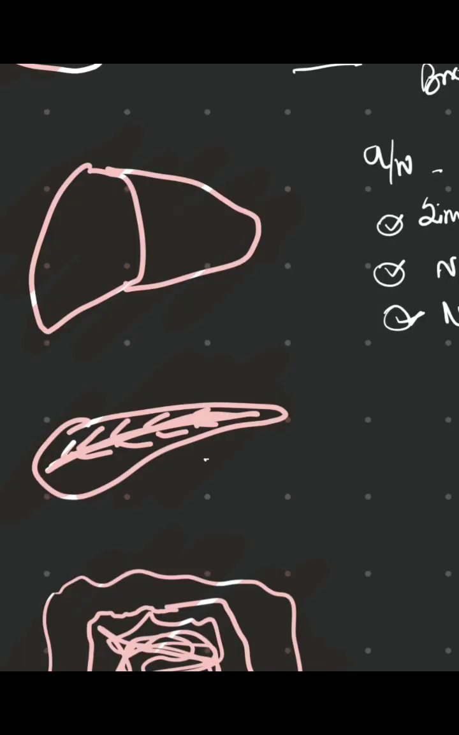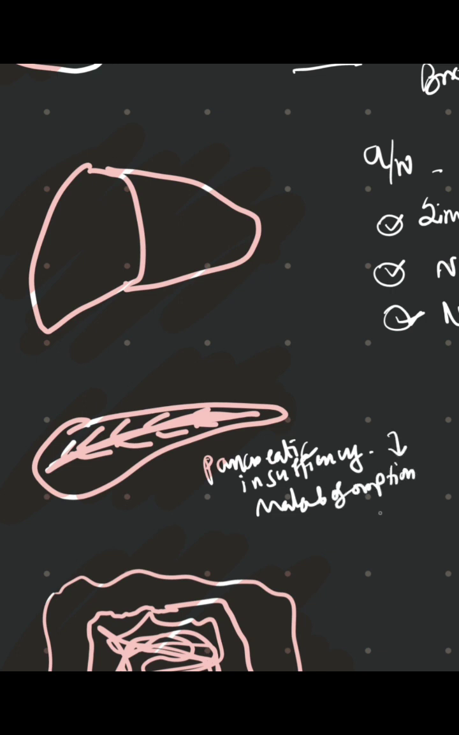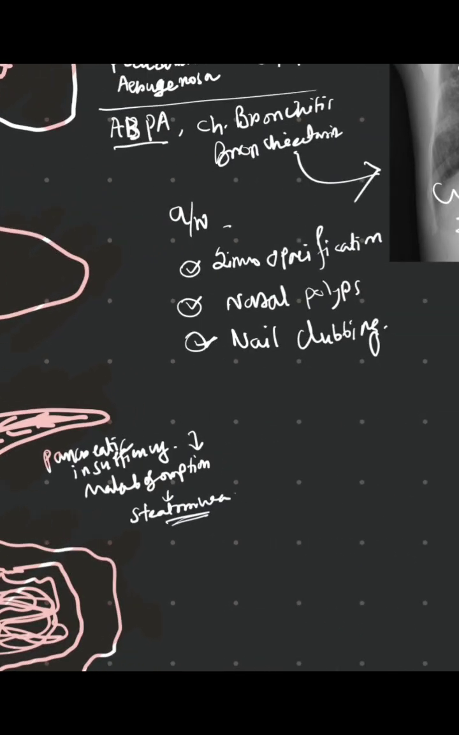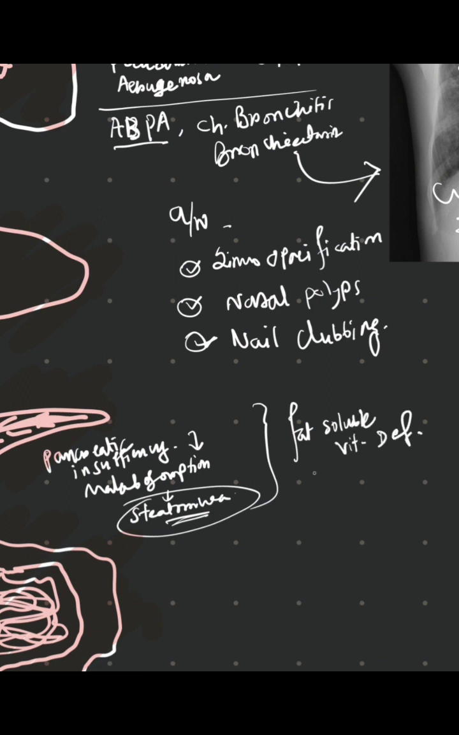Cystic fibrosis may lead to pancreatic disease like pancreatic insufficiency, which may lead to malabsorption, and will also be associated with steatorrhea, passage of fat in the stool. As we can see here, the fat is passed in the stool, so there will be a fat soluble vitamin deficiency. What are the fat soluble vitamins? We all know: A, D, E and K. These vitamins may be deficient in cystic fibrosis.